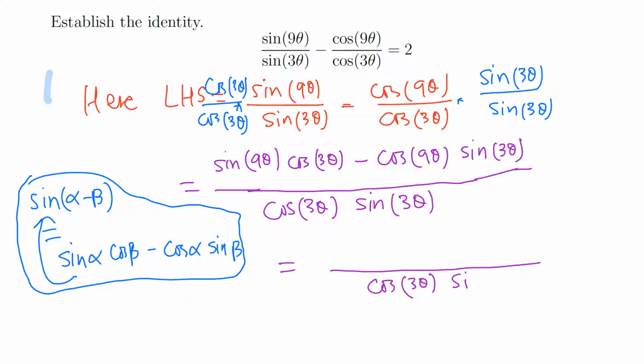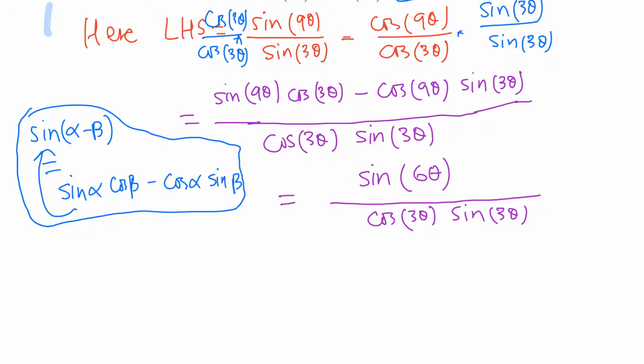The bottom has no changes: cosine 3 theta times sine 3 theta. On the top, this is like sine alpha cosine beta minus cosine alpha sine beta, so I apply the formula and get sine of alpha minus beta. That's sine of 9 theta minus 3 theta, which is 6 theta. So look at the destination. We are supposed to get 2 somehow. Do not cancel anything here, but we need to apply a formula.